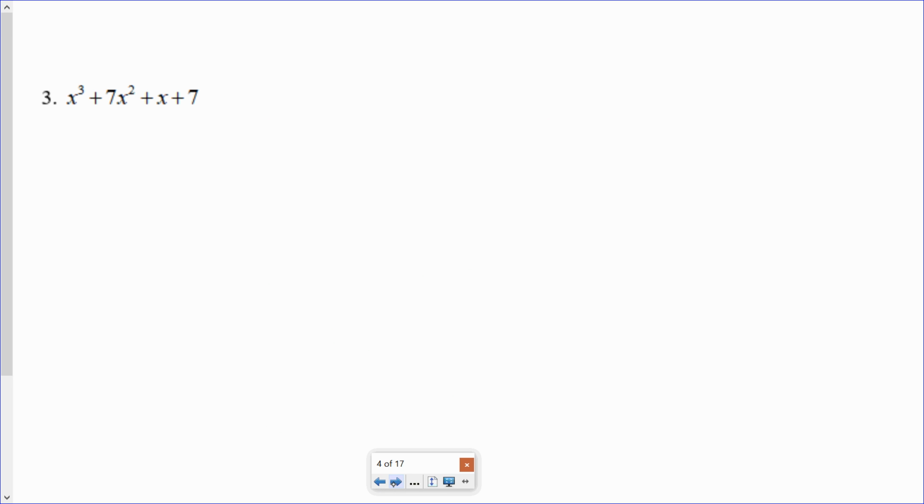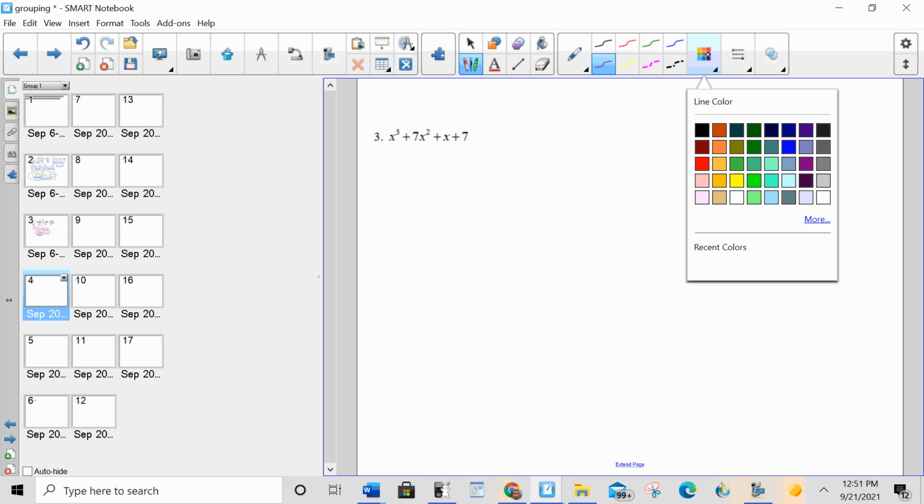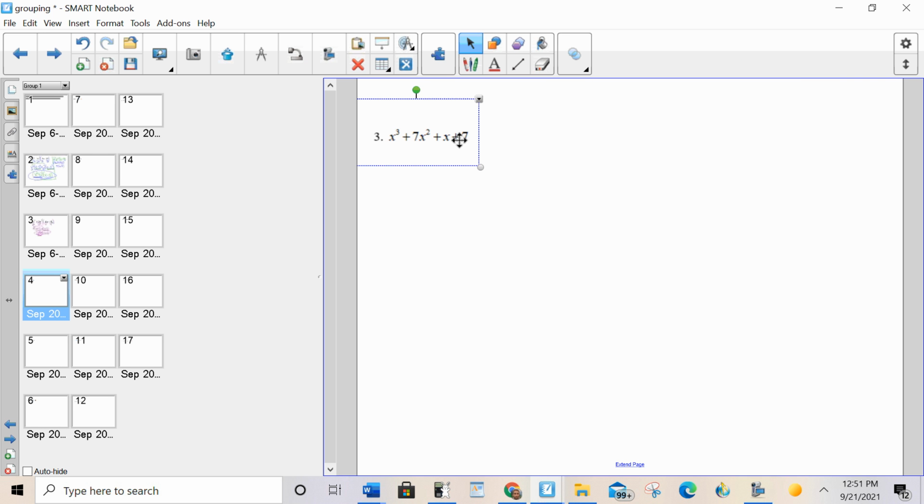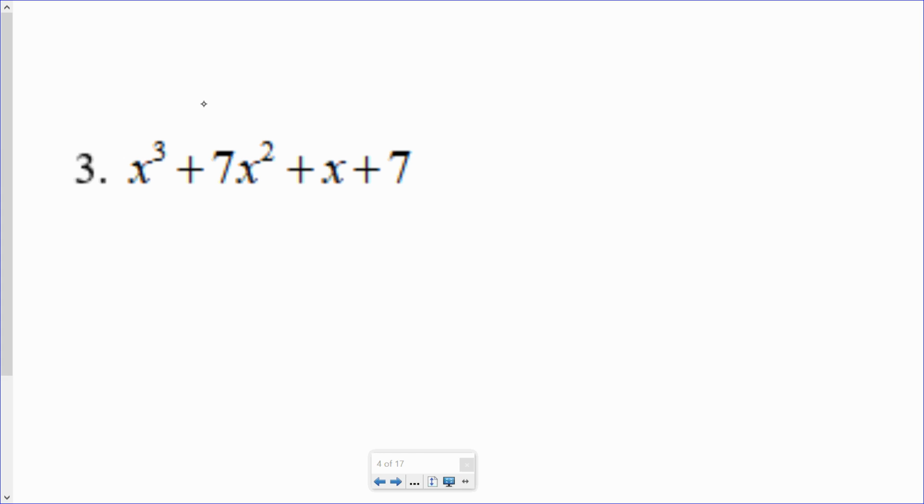Number 3. Let's go orange. I like orange. A little twist is going to come up on number 3. GCF, no. Dots, no. Trinomials, no. Grouping, yes. So I group the first group and the second group. GCF of the first group is x squared.